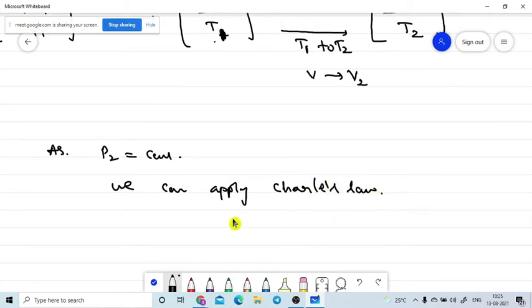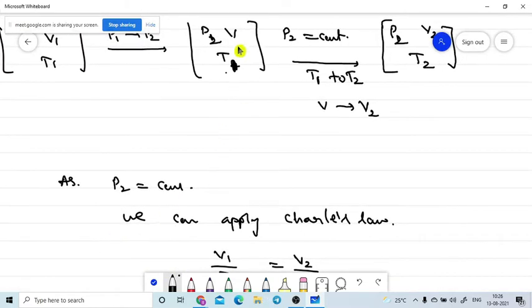What does Charles law say for two different cases? Volume is directly proportional to temperature at constant pressure. V1 by T1 = V2 by T2. Where two states of a substance are there, we can directly apply V1/T1 = V2/T2. Please look at this diagram: V and T1 in the first state, V2 and T2 in the second state. In this process, we are applying Charles law. Are you getting it or not? Yes, sir.